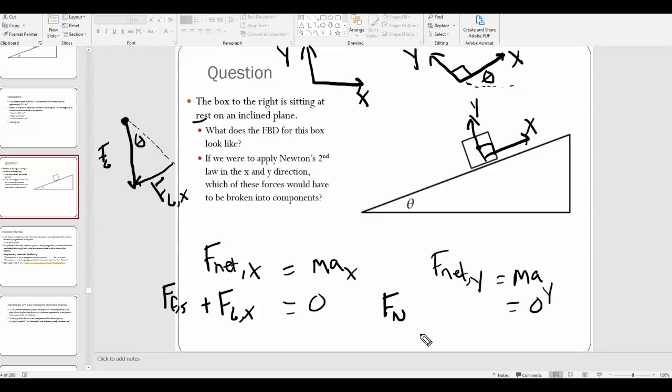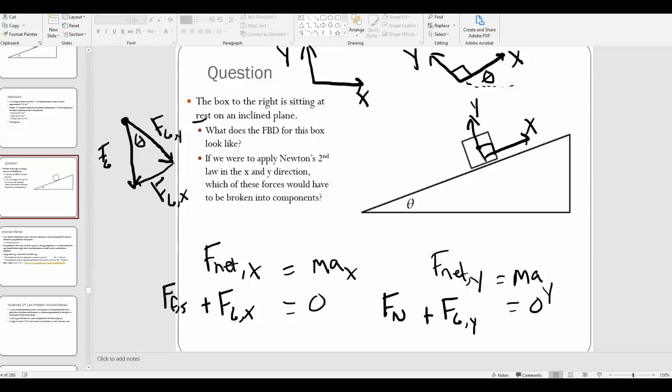And so now I only have two forces in the y direction. I have the normal force, all of which is going in the y direction. And I also have a component of gravity, which I will draw right here. And that would be FGY. That is my only other force in the y direction.